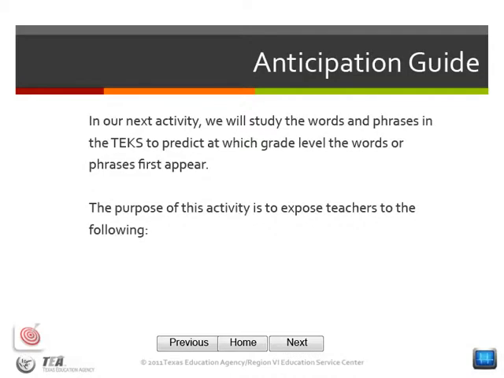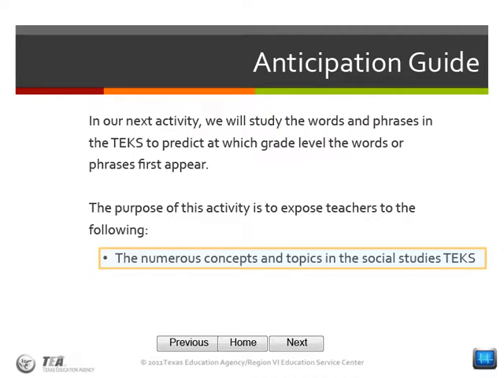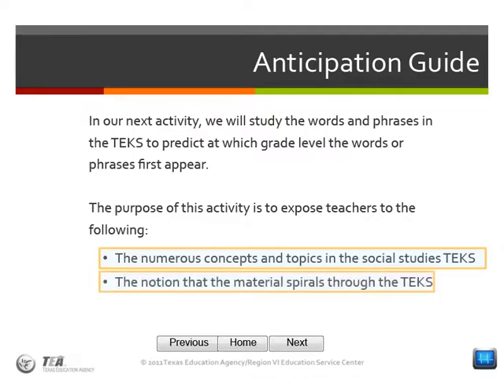In our next activity, we will study the words and phrases in the text to predict at which grade level the words or phrases first appear. The purpose of this activity is to expose teachers to the following: the numerous concepts in the social studies text, and the notion that the material spirals through the text.